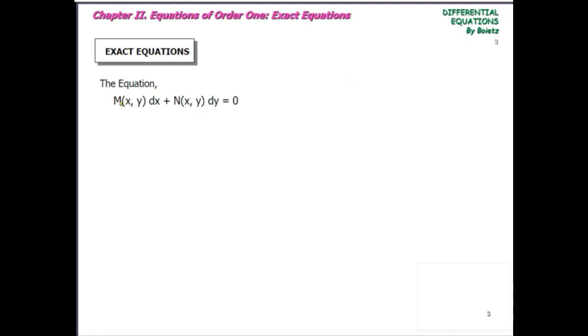So from the general form of differential equation, M function of x and y, the coefficient of dx, plus N function of x and y, the coefficient of dy is equal to 0. It is an exact equation if and only if the partial derivative of M, or the coefficient of dx, with respect to y is equal to the partial derivative of N, which is the coefficient of dy, with respect to x. They are equal. Okay. If they are equal, they are exact.